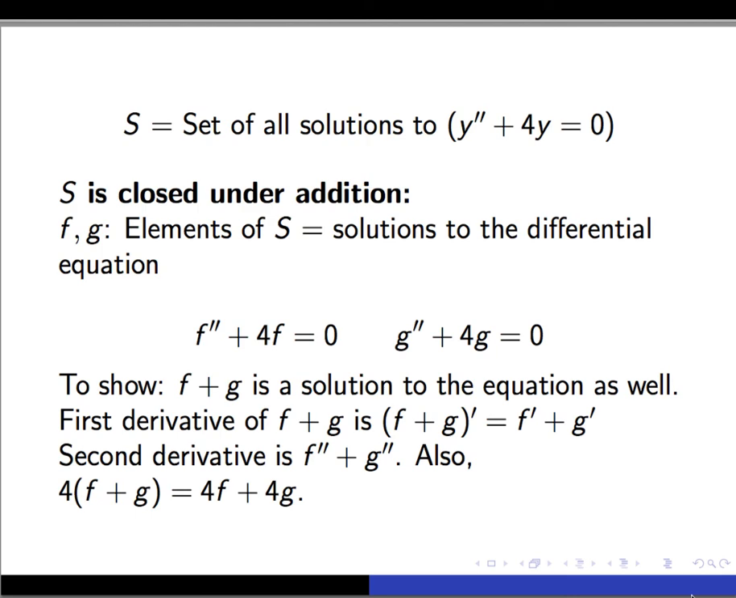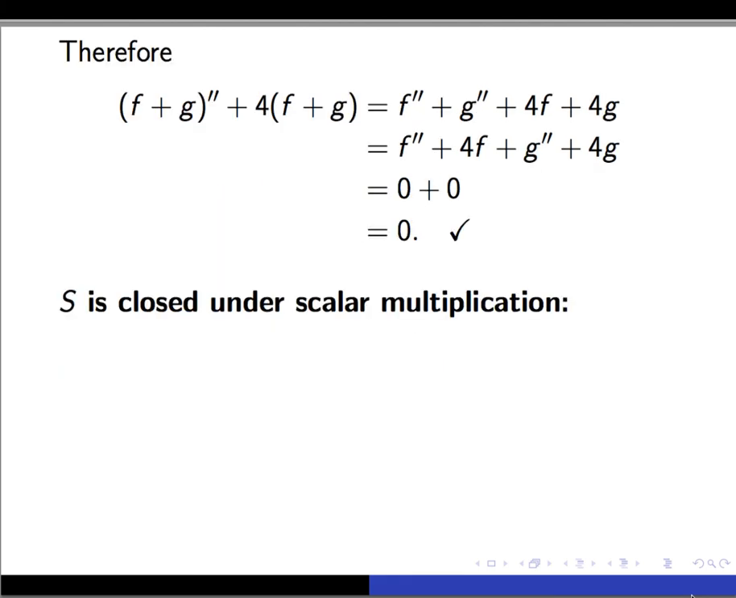So let's put this all together. f plus g double prime plus 4 times the quantity f plus g is f double prime plus g double prime plus 4f plus 4g. Moving the terms around gives me f double prime plus 4f plus g double prime plus 4g, and each pair in this last expression is 0 by assumption. So the whole thing is 0. So that means I can take any two solutions to y double prime plus 4y equals 0 and add them to get a new solution.